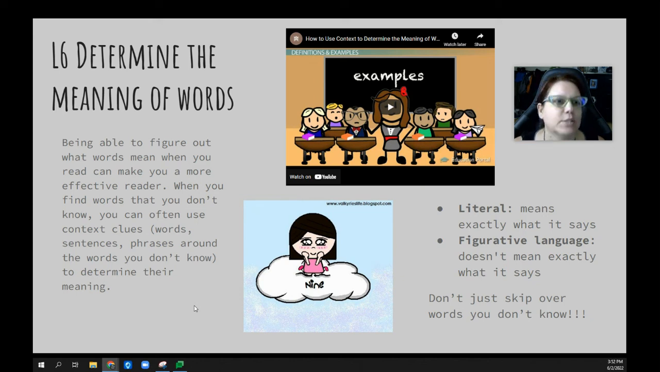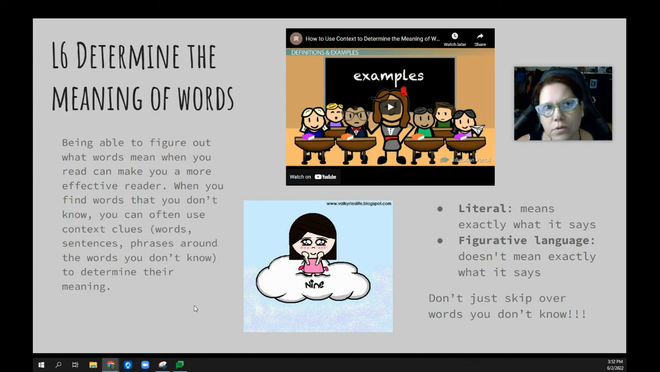For lesson 6, we're going to talk about determining the meaning of words. So there's different ways that you can do this, okay? Being able to figure out what words mean when you read really helps you to be a more effective reader. It helps you to understand what you're reading. So when you find words that you don't know, you can use things like context clues in order to figure out what that word means, right?